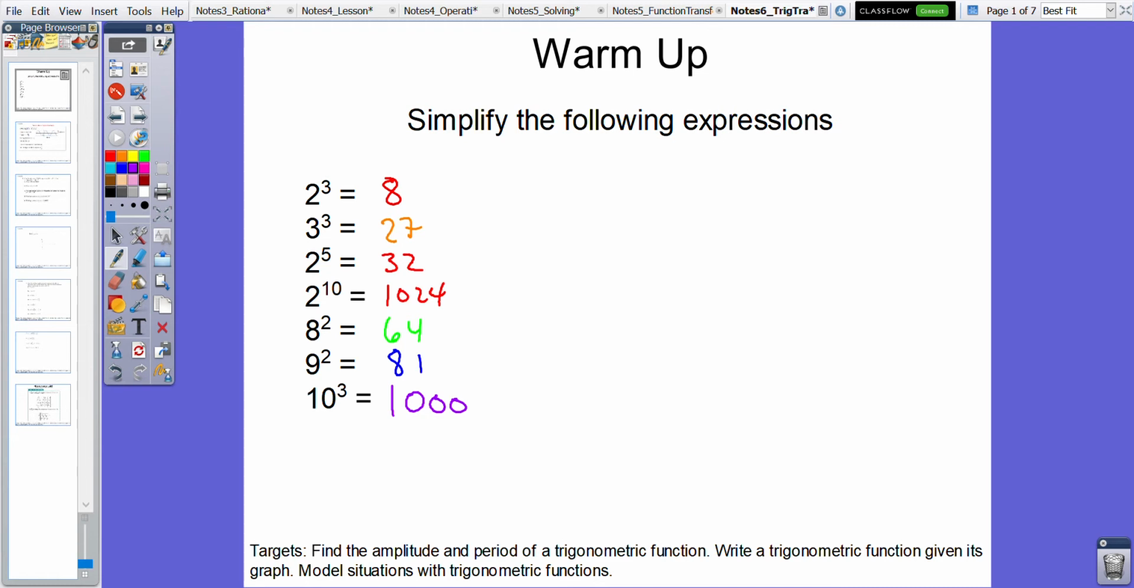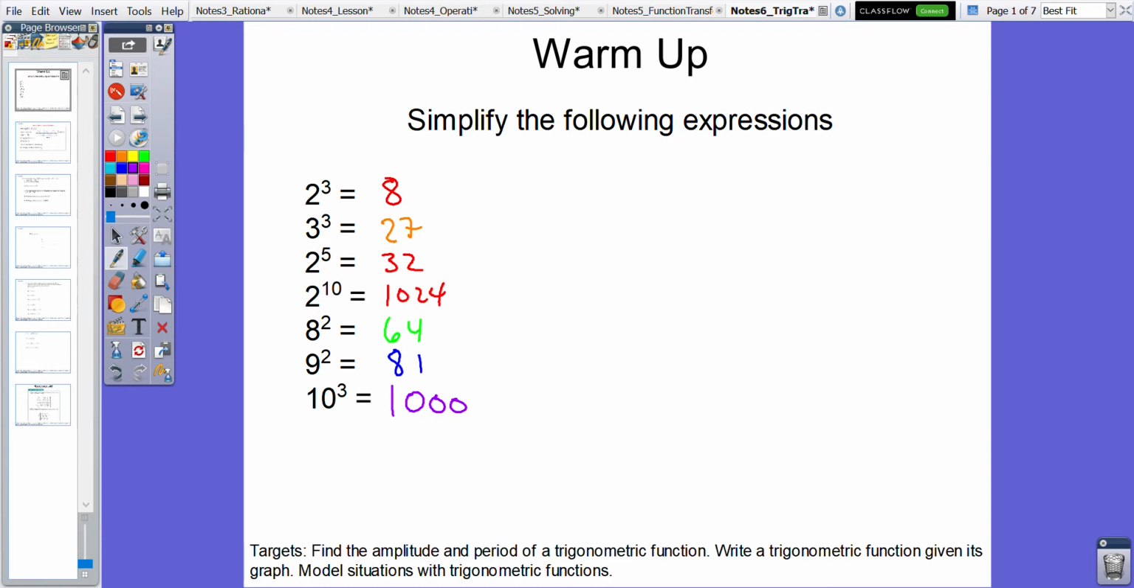First of all, 2 to the third power is 8, 2 to the fifth power is 32, and 2 to the 10th is 1024. Kind of group these by color by different bases. So 3 to the third power gives you 27. 8 to the second power is 64, 9 to the second power is 81, and then 10 to the third power is 1000. Once again, I grouped all these by bases, just so you can see what happens when you raise a different base to a power, just so we can make that distinction there.